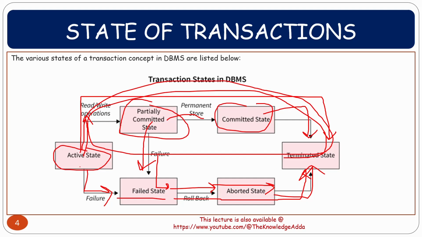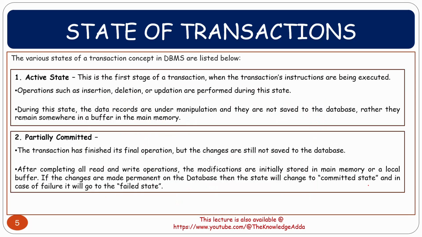First one is from active, partial committed, committed and terminated state. Second is active state, partially committed state, failed state, rollback, aborted state and terminated. Third one is active state, failure, failed state, rollback and aborted. Now what is active state?